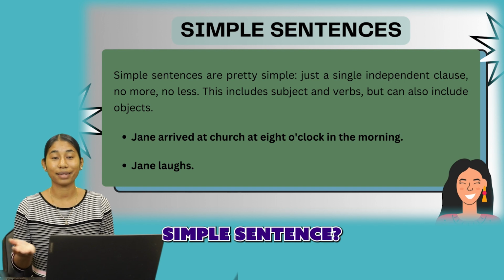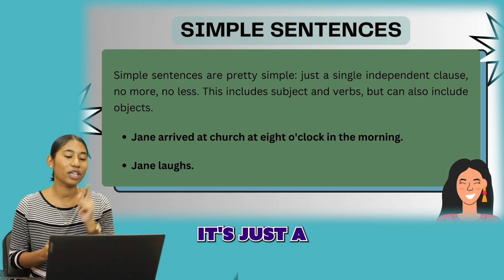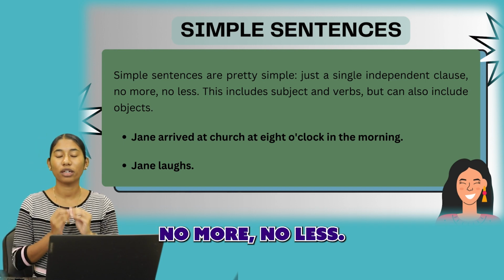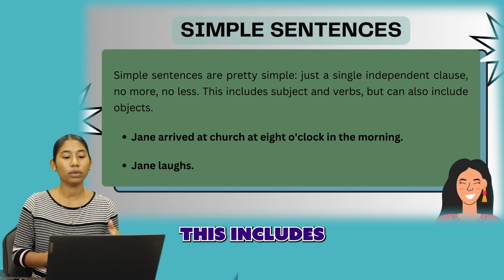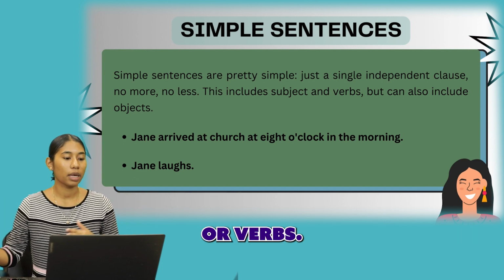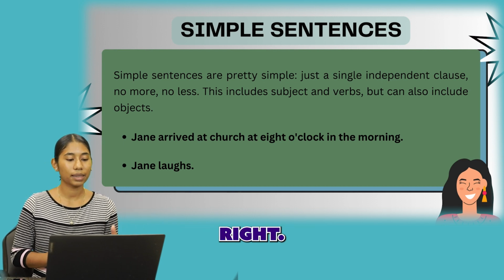What is a simple sentence? A simple sentence, well, they are pretty simple, right? It's just a single independent clause. No more, no less. This includes a subject and a verb or verbs, but it can also include objects, right?